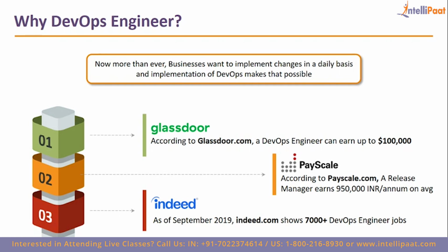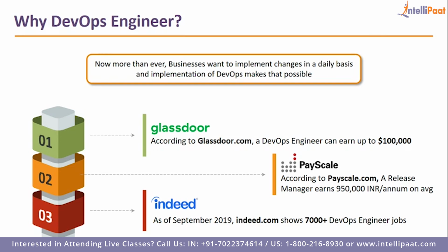Now let's look at some facts, guys, right? According to Glassdoor, the average salary of a DevOps engineer is $100,000 in the US. Now this doesn't mean that you don't get a salary above $100,000, but the average salary of a DevOps engineer is $100,000 in the US. According to payscale.com, a release manager, who is basically nothing but a DevOps manager, you can say, earns around 9,50,000 per annum on average in India, right?